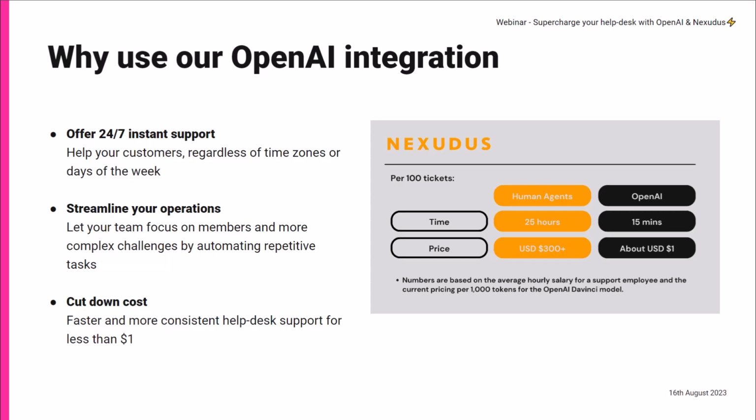And the last one is just simply cutting down cost. You can have faster and more consistent help desk support for less than $1. We've crunched the numbers, and for around 100 help desk requests, OpenAI can solve them within 15 minutes for $1 versus 25 hours and $300+ for a person manually solving them.